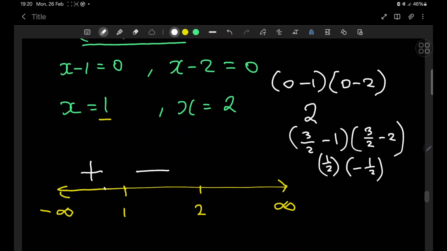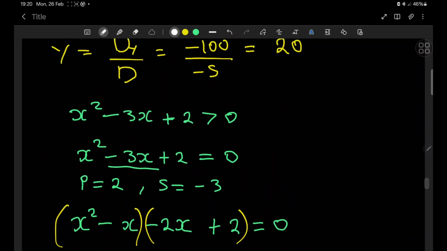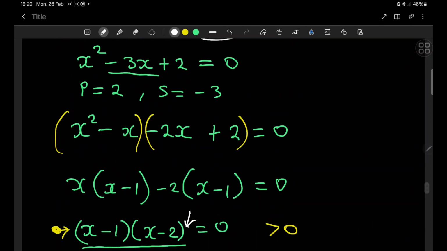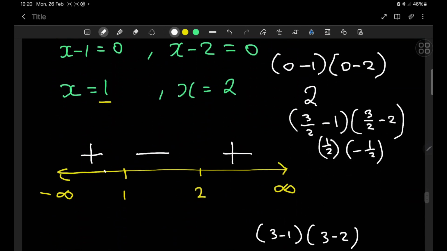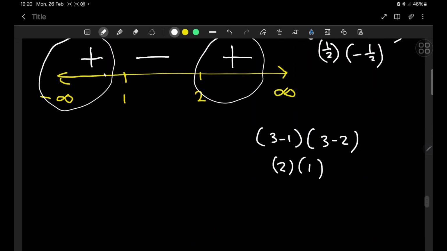Then the final interval is from 2 all the way to infinity. We can pick 3. Replacing in our inequality, we have 3 minus 1 and 3 minus 2. This gives us positive 2 and 1, giving a positive number. Now, going back to the original inequality, the expression said greater than 0, so we're dealing with positives. This part gave us positive, and this part gave us positive. So those are the intervals we're dealing with.